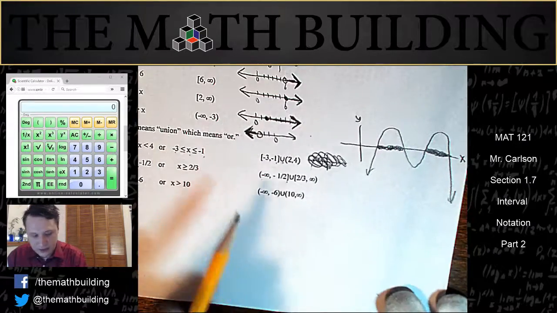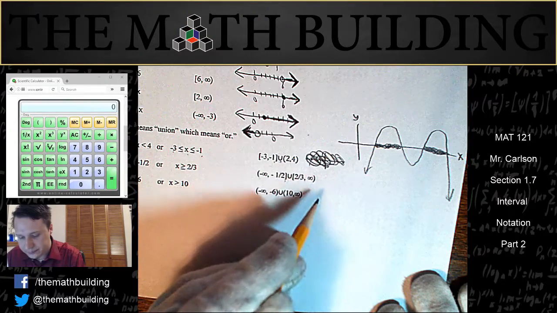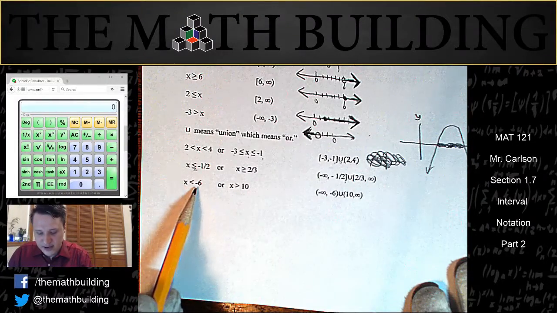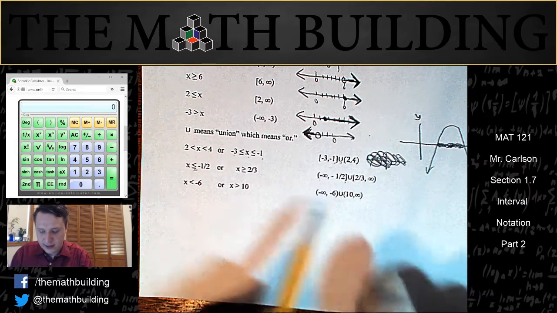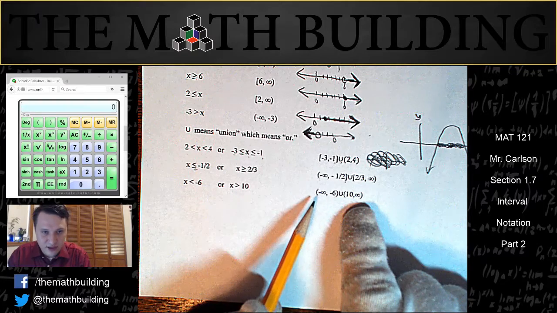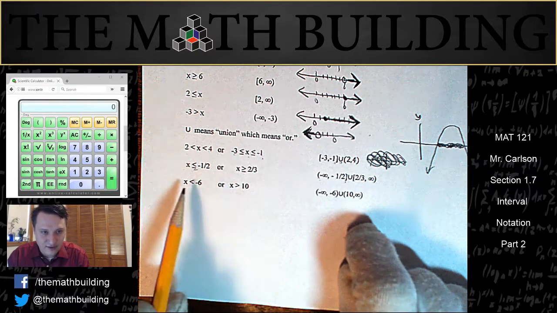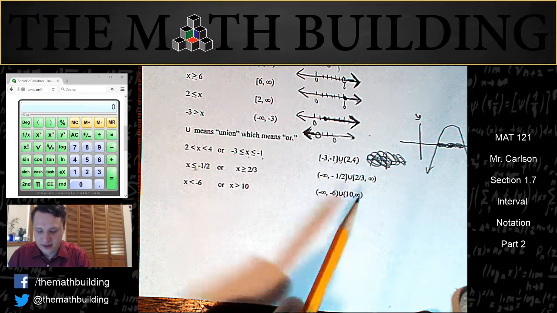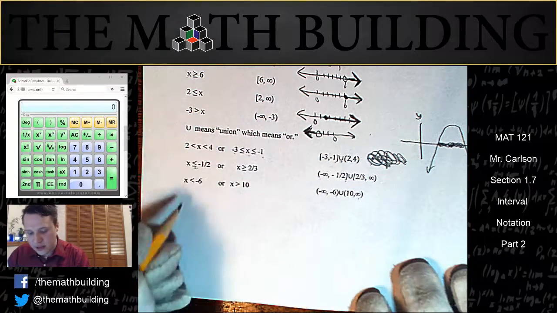So if you were thinking about this example on a number line, well, I'll put all three of them on the number line at the very end. The last one is we have less than -6 or bigger than 10. Notice that it's all parentheses here. It's all parentheses because there's no equal signs anywhere. Again, negative infinity on the left, positive infinity on the right.